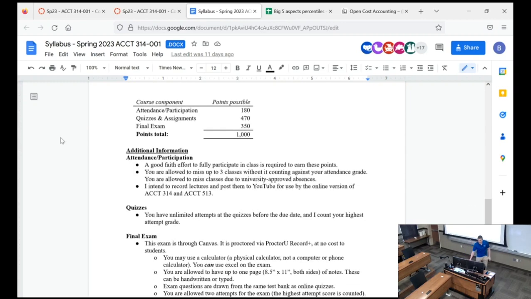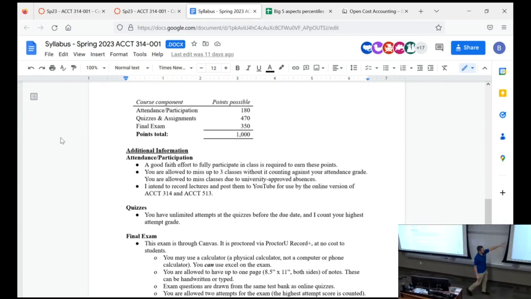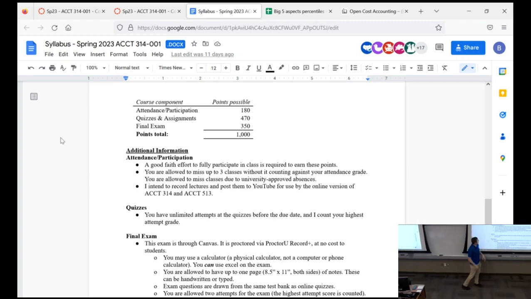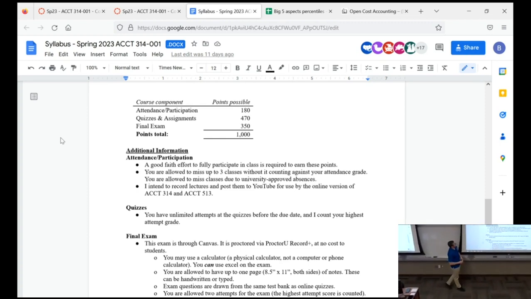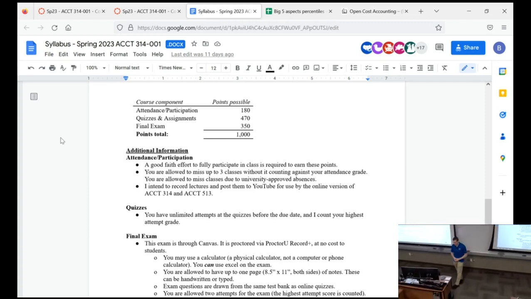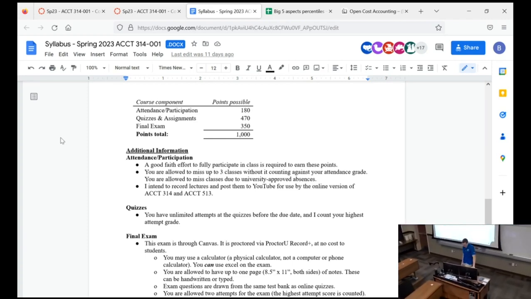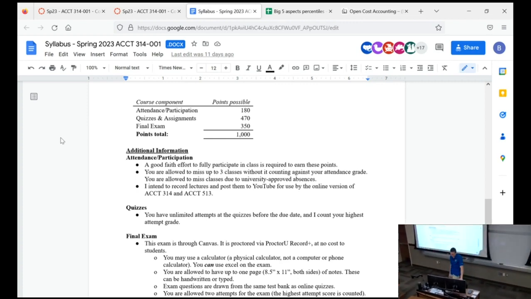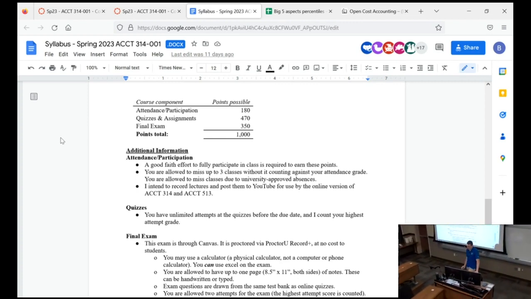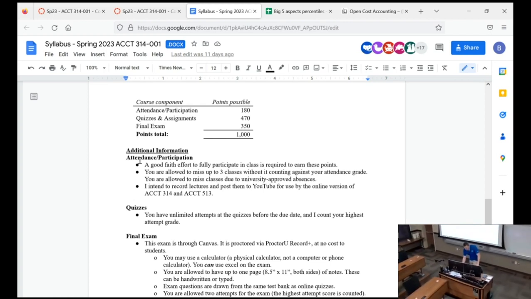Here's how the grade comes in. Attendance and participation, 180. I'll talk about the details of that in a minute. Quizzes and assignments, 470. And then the final exam, 350. So we're building up to a comprehensive final exam at the end of the course. Let's talk about each of these points.